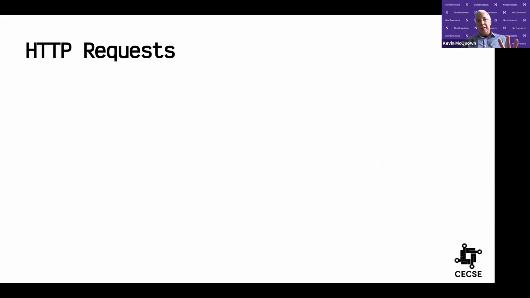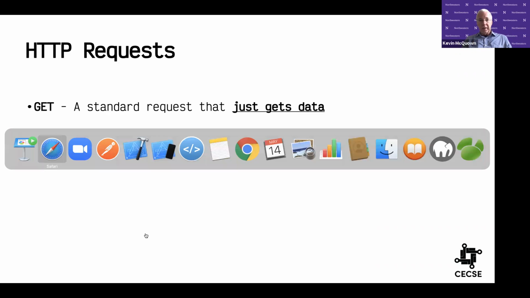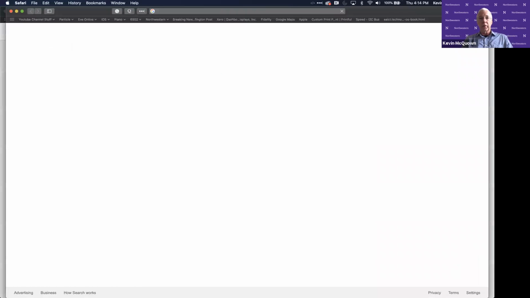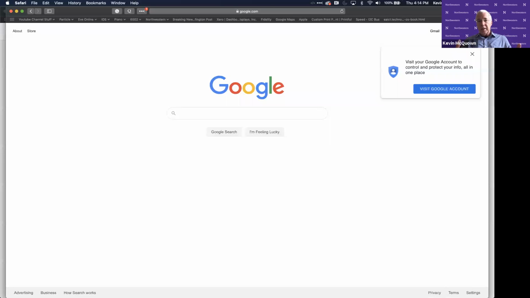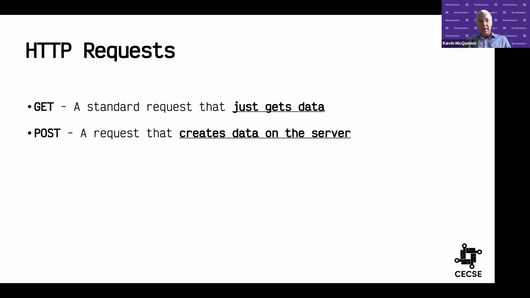So HTTP requests come in a bunch of different forms. The most popular one is GET. When you do an HTTP GET request, it's a standard request, and all it does is get data. So for example, if I were to go to my Safari here and type in google.com, that was an HTTP GET request, and it gave me back this Google page right here. This is by far the most prevalent use of HTTP. That's what we're going to use when we do the International Space Station.